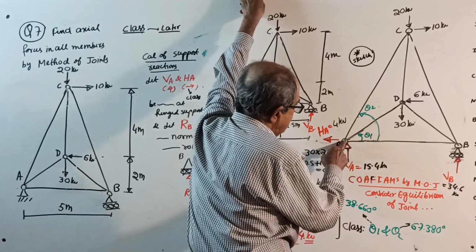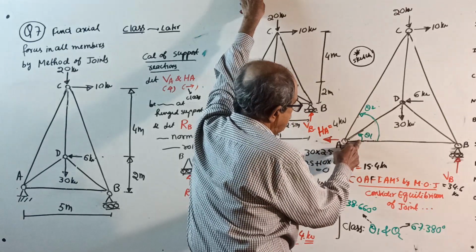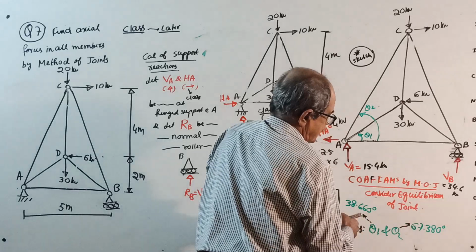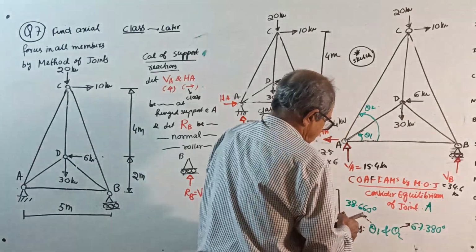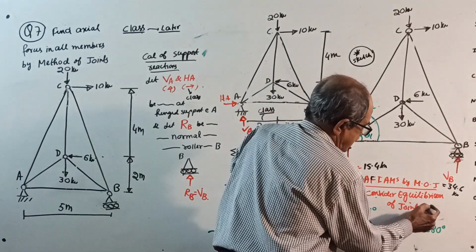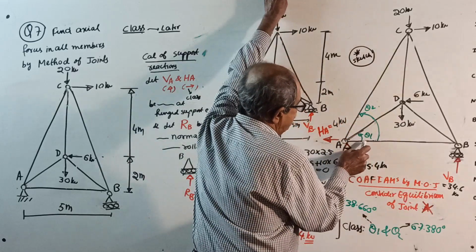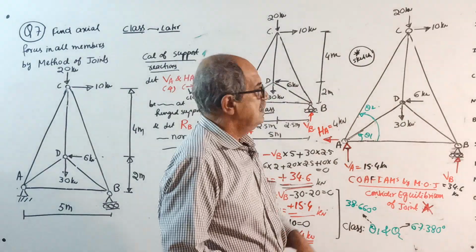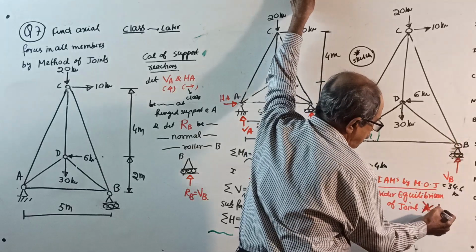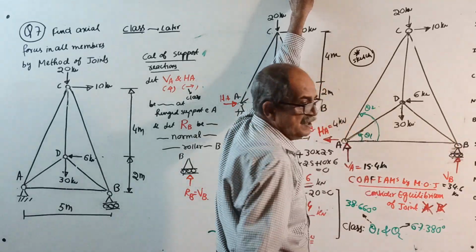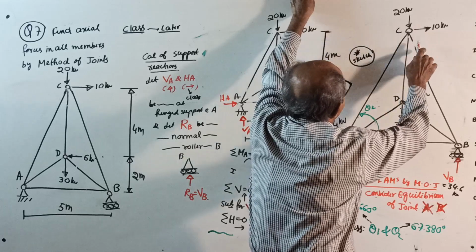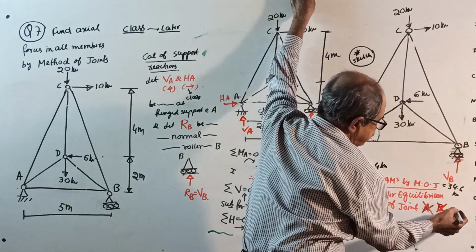Which joint? A? A not possible. First write A. Okay, start A. A is not possible because there are three unknown forces. Leave it. Okay, you try B. 1, 2, 3. Oh, B also not possible. Okay, try C. What is this? 1, 2, 3. Oh, C also not possible.